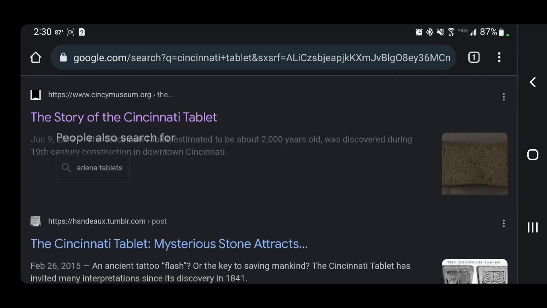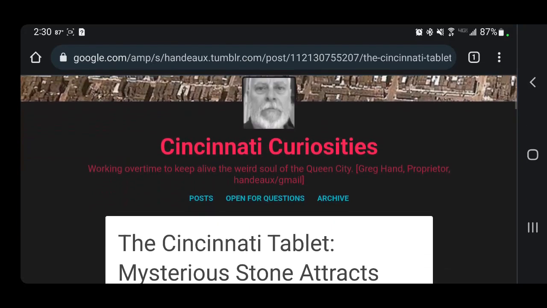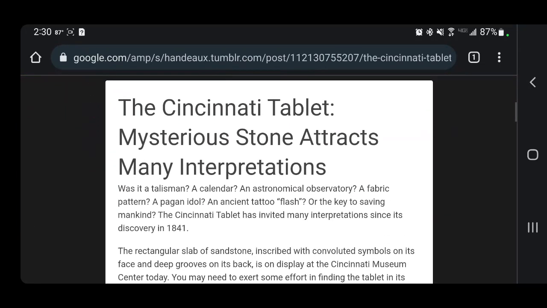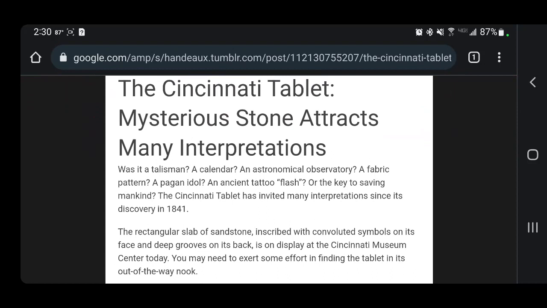I want to go back and look at this Cincinnati Curiosities. Greg Hand is the one that has typed these. A lot of these you can find his articles in other places. They're really good. He has an article about it, and it's really short, but again, it's really good. Nobody really knows what the Cincinnati Tablet actually is. Some people have speculated maybe it has something to do with astronomy. Maybe it has something to do with the calendar. Was it like a mystical talisman? Was it meant for maybe a fabric pattern?